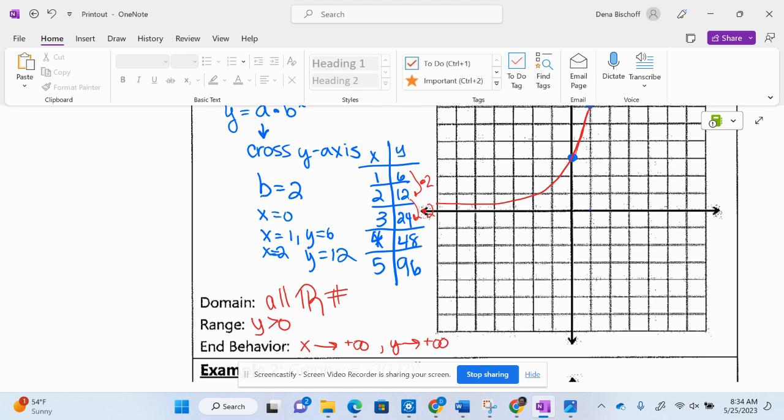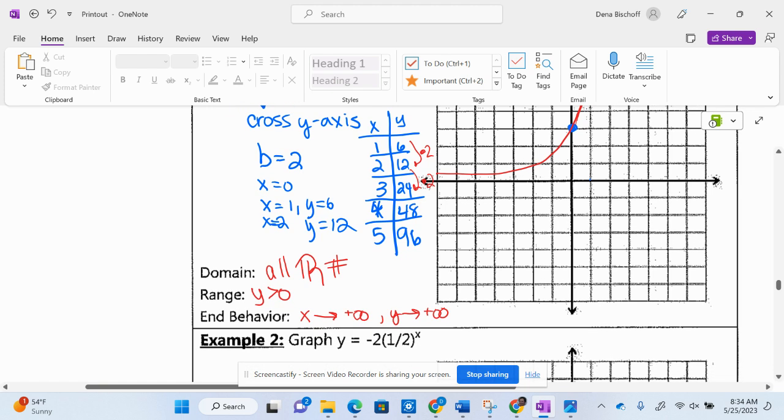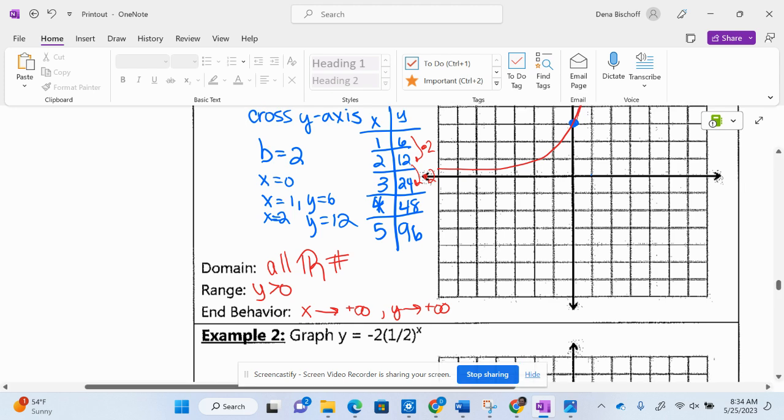Yes, for exponential functions, it's always all real numbers. The only time your domain is not going to be all real numbers is like when you're dealing with square root functions, because you can't take the square root of a negative number, or when you're dealing with logarithms and things like that. Okay, that's a good question. But when we talk about linear functions and quadratic functions or exponentials, it's always going to be all real numbers.